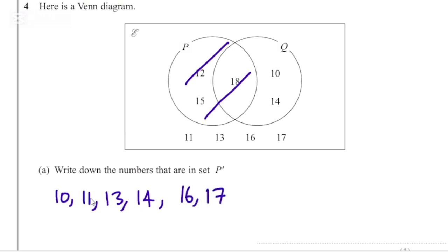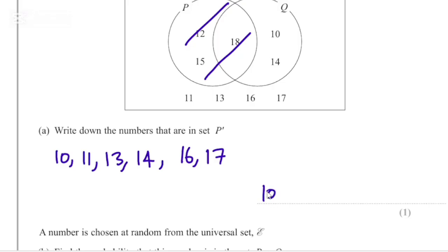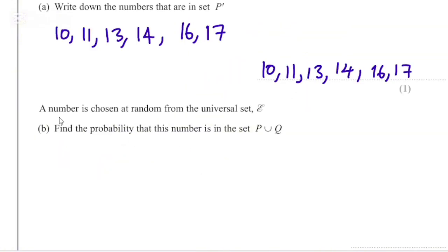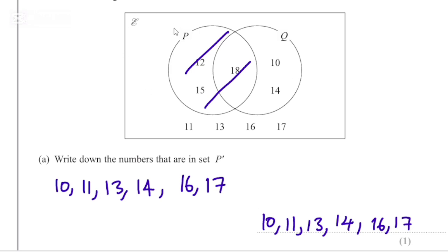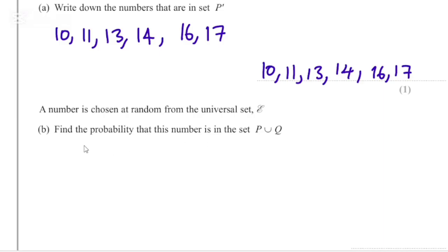And how many are they? 1, 2, 3, 4, 5, 6. Yes. All right. So 10, 11, 13, 14, 16, and 17. All right. A number is chosen at random from the universal set. All right. So the universal set, all this is the universal, meaning P and Q are inside the universal set. All right. Find the probability that the number is in the set P union Q.